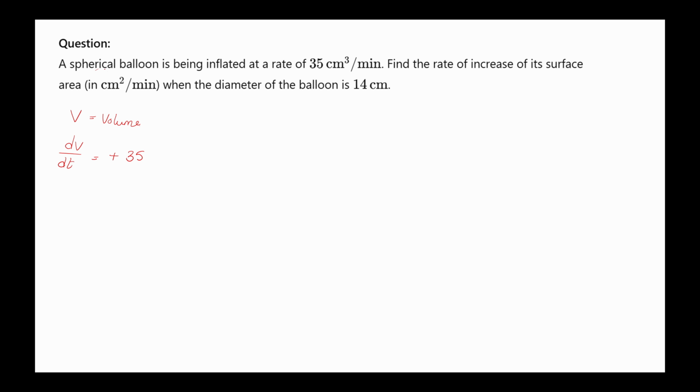Since this is a spherical balloon, how do we write down our volume? For a spherical balloon, our volume is 4 by 3 pi r cube. Now if I differentiate this, this would become dV by dt equals 4 by 3 pi. Since this is a constant, it would remain as it is. r cube would become 3r square. And here we would have dr by dt.